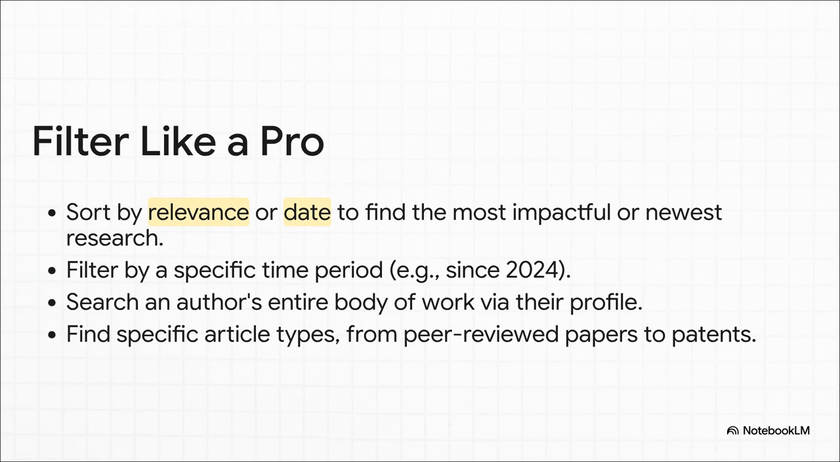And beyond operators, the filters are your absolute best friend. You can sort by relevance to see the classic, most important papers, or you can sort by date to get the absolute latest research. Need only stuff published since 2024? Yup, there's a filter for that. You can even zero in on an author's entire profile. This is how you go from thousands of results to that one handful that really matters to you.